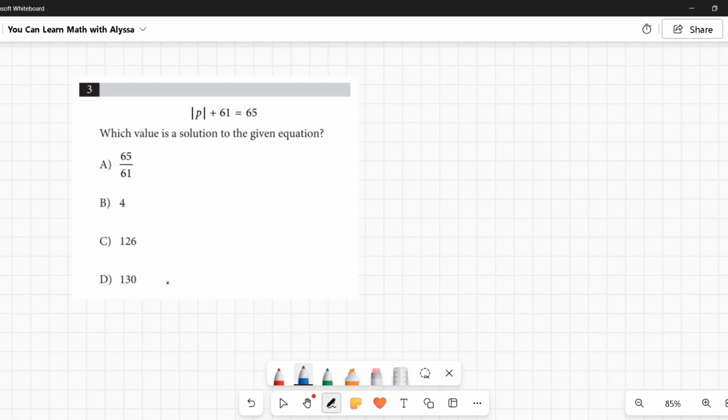Number 3, the absolute value of p plus 61 equals 65. Which value is a solution to the given equation?